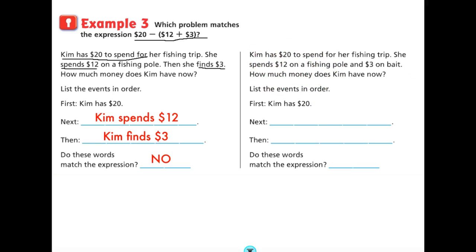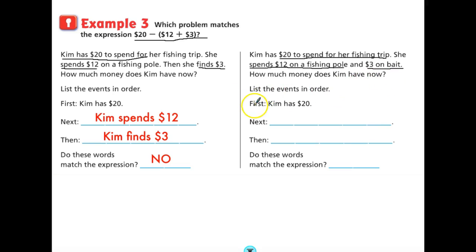So let's look at this next problem to see if this problem works over here. Kim has $20 to spend on her fishing trip. Again, that's the same start as the other problem. She has $20. She spends $12 on a fishing pole. Okay, she does the same thing, takes away that $12 and spends it on something. And she spends another $3 on bait. Okay, so how much money does Kim have now?